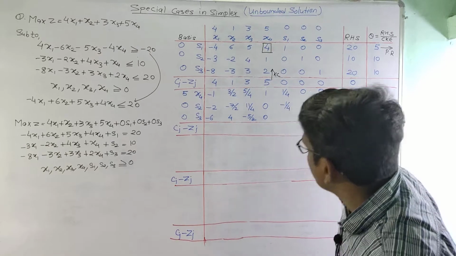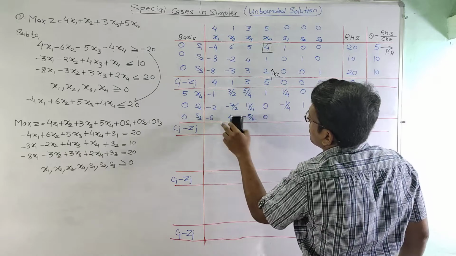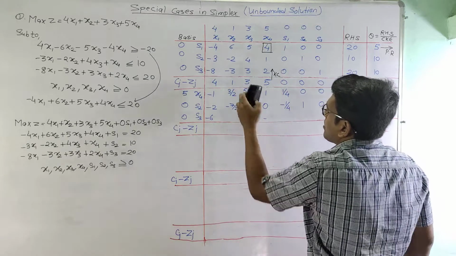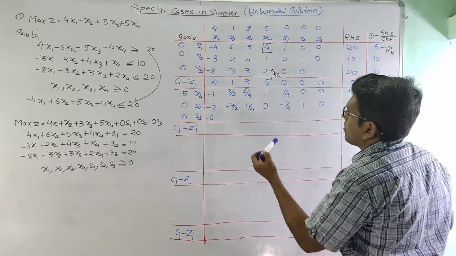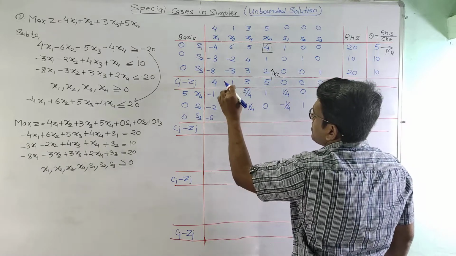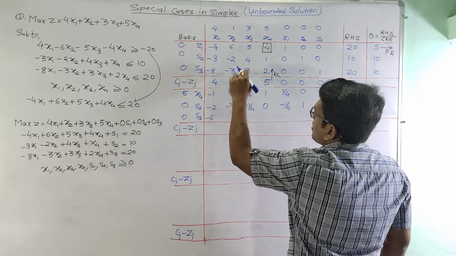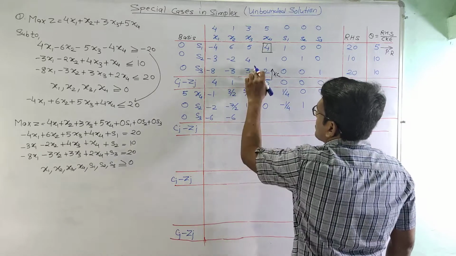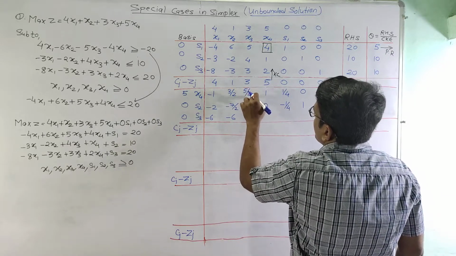sorry, there is a calculation mistake, I guess. This will be -3 minus 2 times of this. So this will be this minus 2 times of this row. Okay, so -3 minus 3, this will be -6. This will be 3 minus 2 times 5/2.